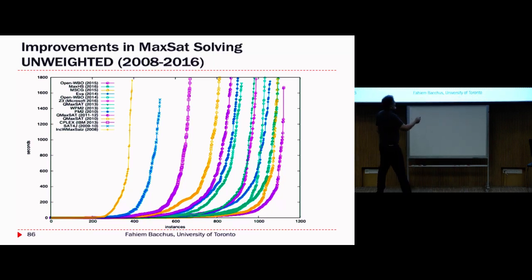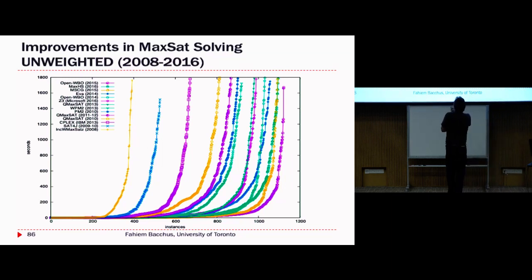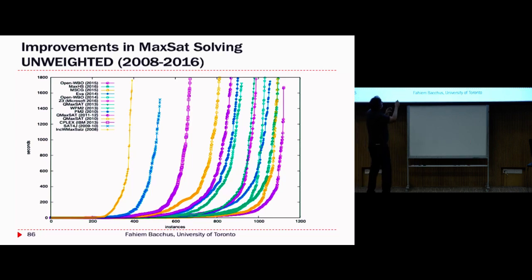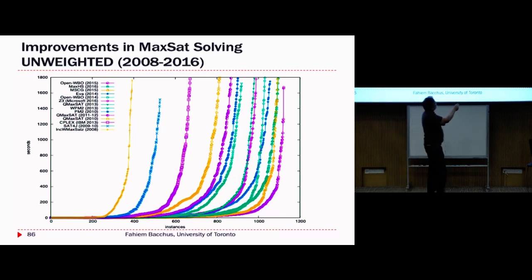And what's happening here is that, of course, you reach a point where no more instances are being solved. Okay? So you're going up, and you're not solving any more instances in that time period. And so what we see, though, is if we look from 2008 to 2016 and the performance of the Maxsat solvers, we see that before you could maybe solve like 300 instances within 18,000 seconds, and now you can solve much more. So that's on the unweighted problems.